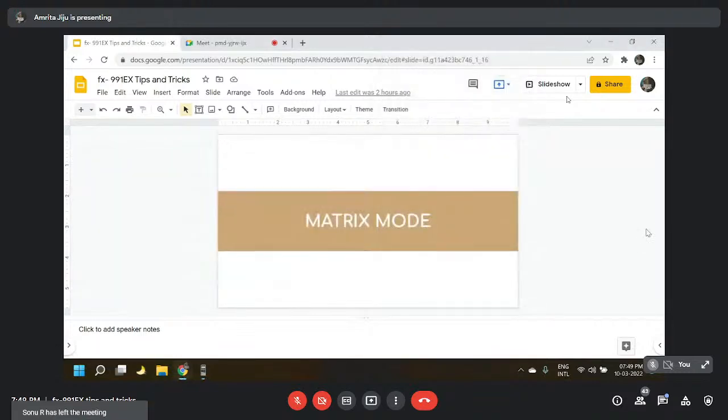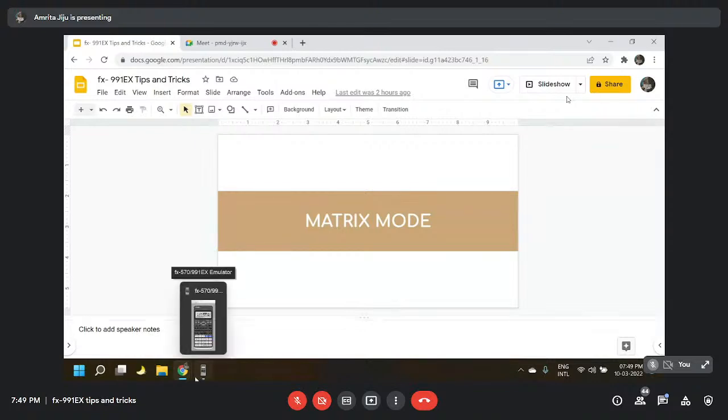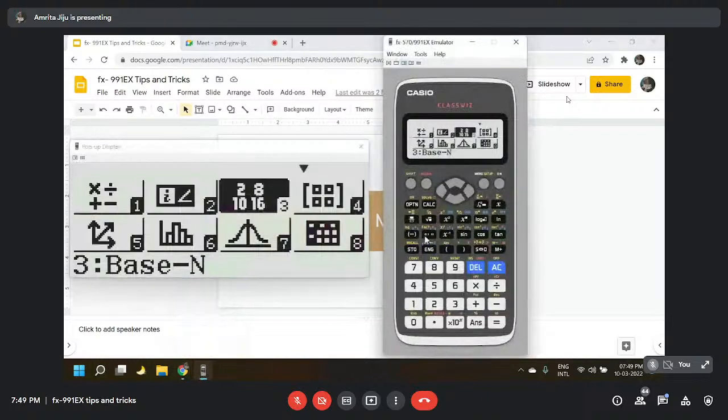In matrix mode, we basically have many operations like finding the inverse of the matrix, addition of matrix, multiplication of matrix, transpose, and many more functions. So I'll show you how to do matrix functions really carefully so that you can understand it very clearly. So just make sure that you hear this particular portion really well.